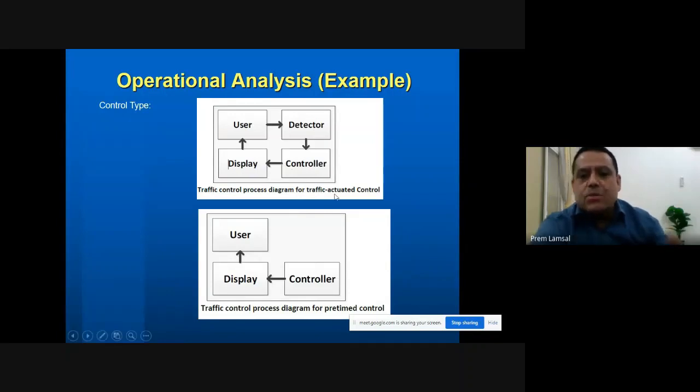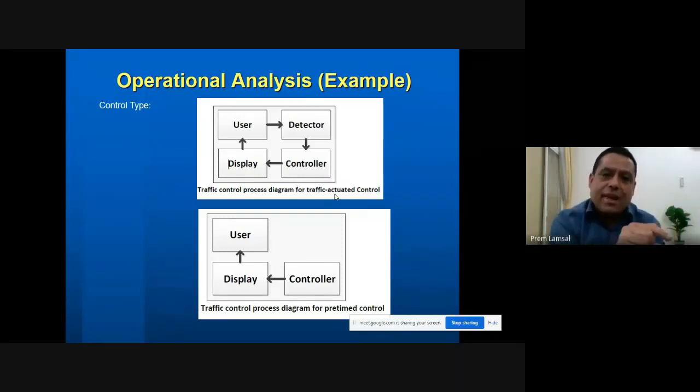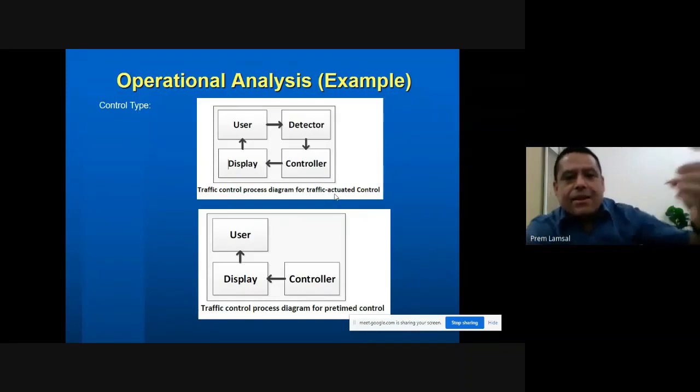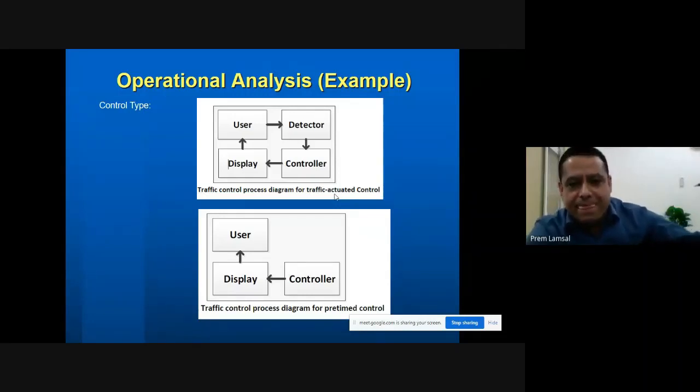Traffic actuated means if the queue is building long and it's taking time for the vehicles to pass and the queue is still building long, what will happen is traffic detectors will sense those queue lengths and pass the message to the traffic controller, and the controller will send a message to the display to become green for a little longer. Are you getting my point?